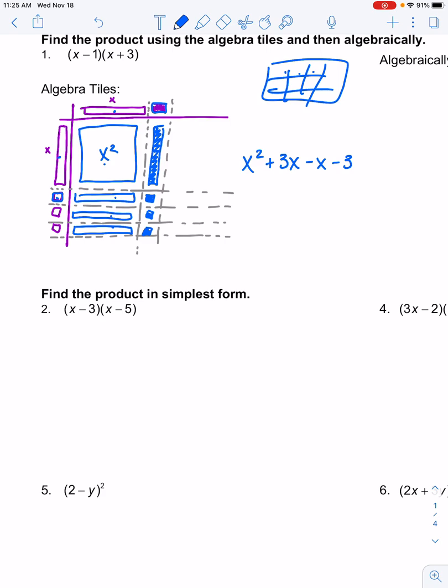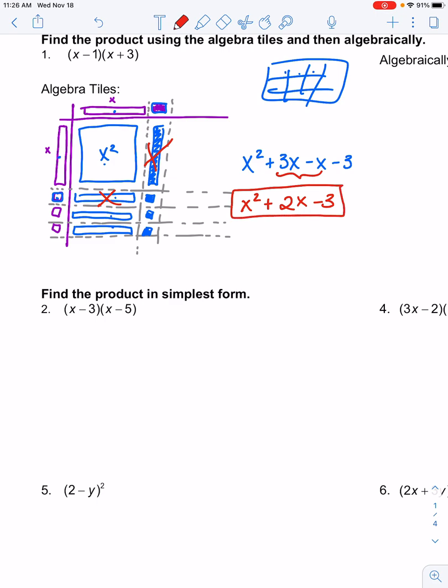Well, really, thinking back to way back when, a positive and a negative here create a 0 pair. They kind of cancel each other out. You can see that both in the algebra tiles as well as over here in the expression. 3x and negative x, that's just going to create 2 positive x's. So I've got x squared plus 2x minus 3, and that will be my final answer.